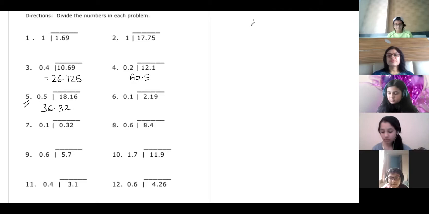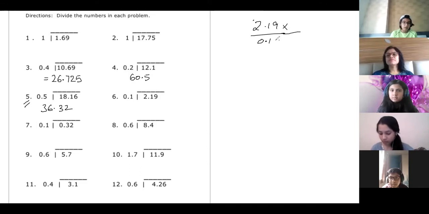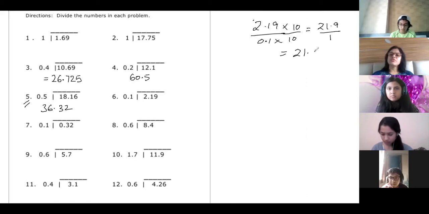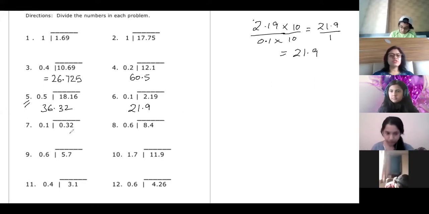Ma'am, we will write 2.19 divided by 0.1. Then we will multiply by 10, multiply by 10. And we will get 21.9 divided by 1, which is 21.9. So the answer is 21.9 only. Simple answer. You don't need to divide. You divide any number by 1, you will get the same number. So the answer is 21.9. Here also the same.